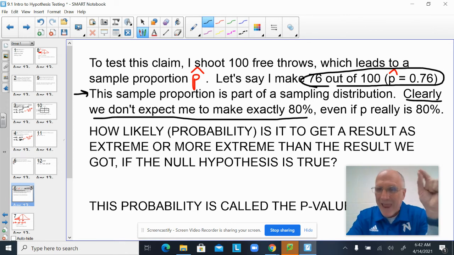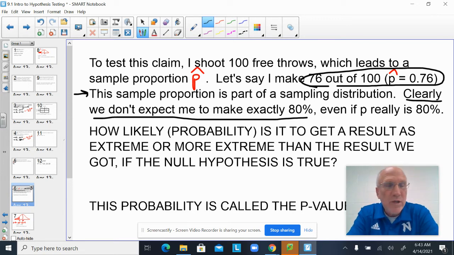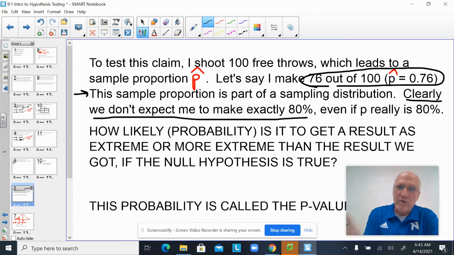So you cannot just look at the sample proportion, which is 0.76, and conclude, oh, since that's less than 0.8, Matt must be right. He must not be an 80% free throw shooter. That's not how it works, because again, you're going to expect some variability in the values of p hat due to the randomness. So the question is not just simply, is p hat less than 0.8?